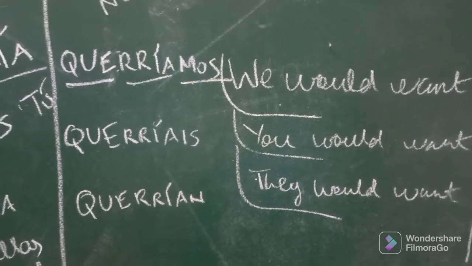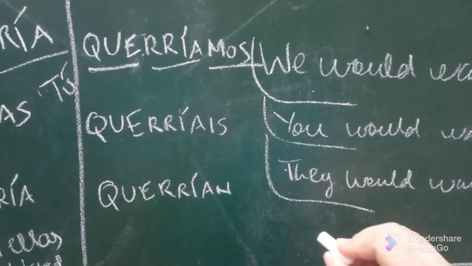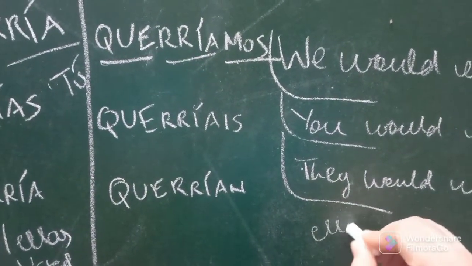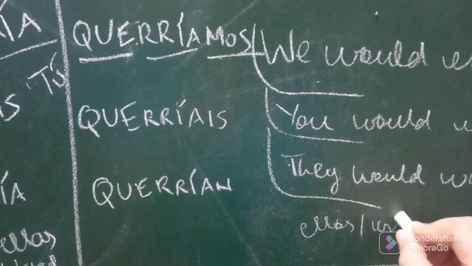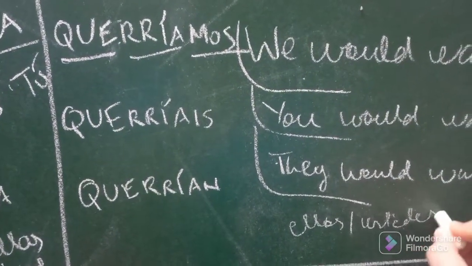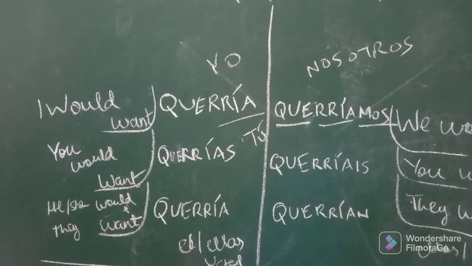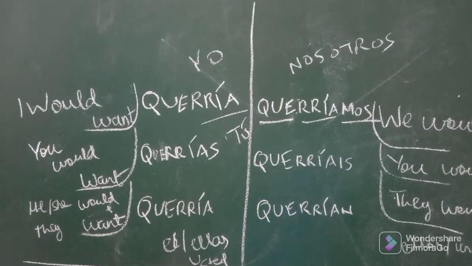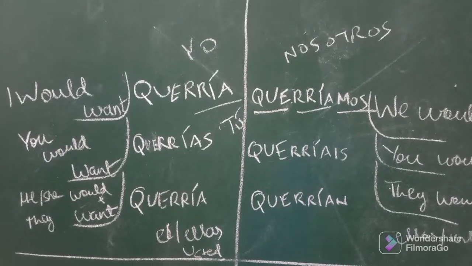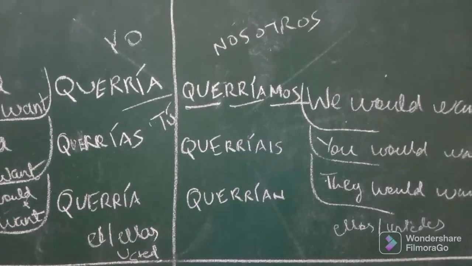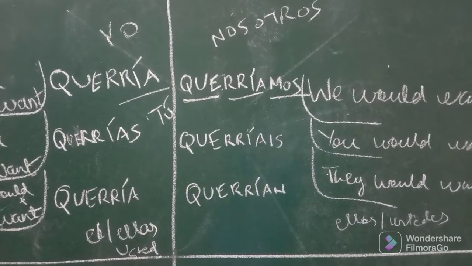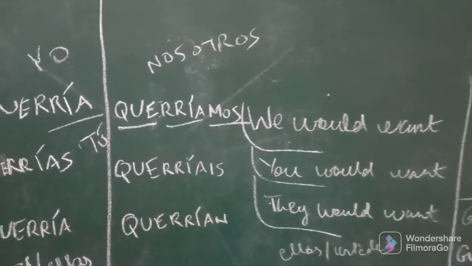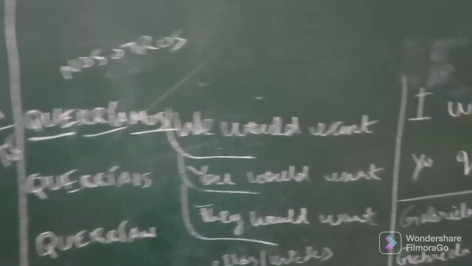And here again is tú, and here is ellos and ustedes. So now we have querría, querrías, querría, queríamos, queríais, querían. Now I will go to the examples for you to understand it better.